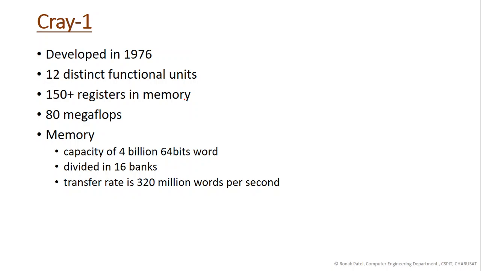Then they modified this and produced other supercomputers after Cray 1. You can read about these supercomputers: Cray 2 is there, then Fujitsu VP 200, I think. So there are different supercomputers available.